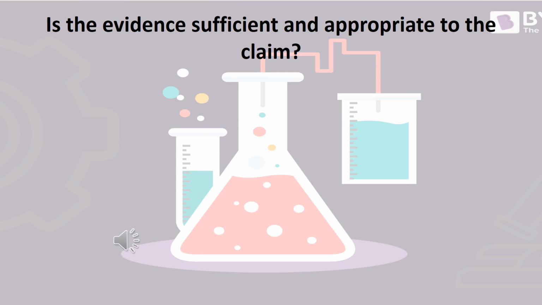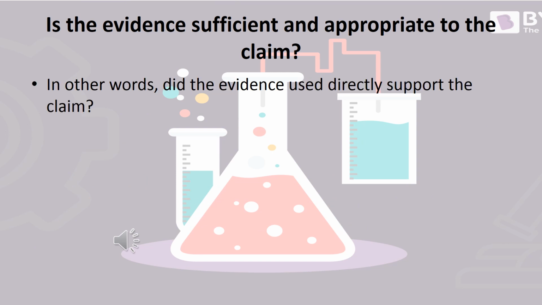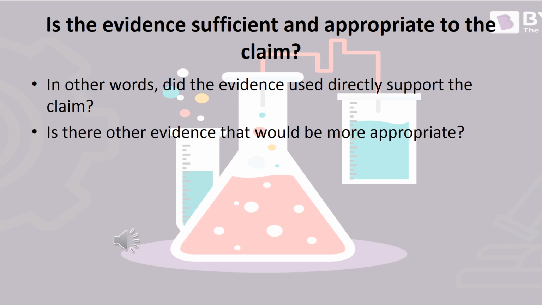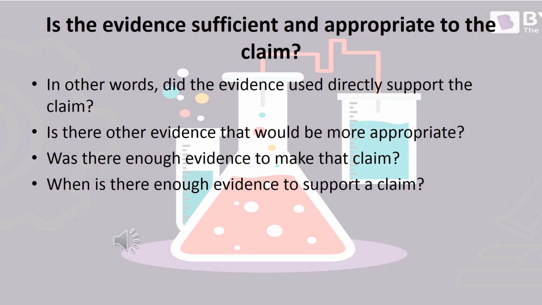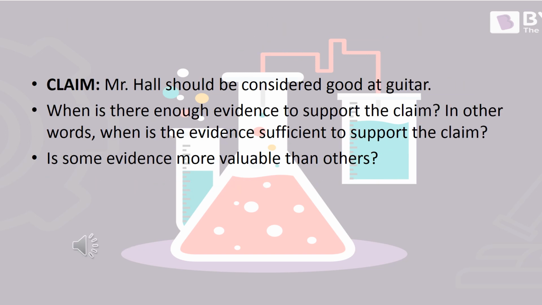In other words, you need to ask yourself, did the evidence used directly support the claim? Is there other evidence that would be more appropriate? Thirdly, was there enough evidence to make the claim? And then finally, when is there enough evidence to support that claim? So now go back and look at your data that you've accumulated, and let's make a stand one way or another. Should Mr. Hall be considered good at the guitar, or not good at the guitar, or is there just not enough evidence to state one way or the other?